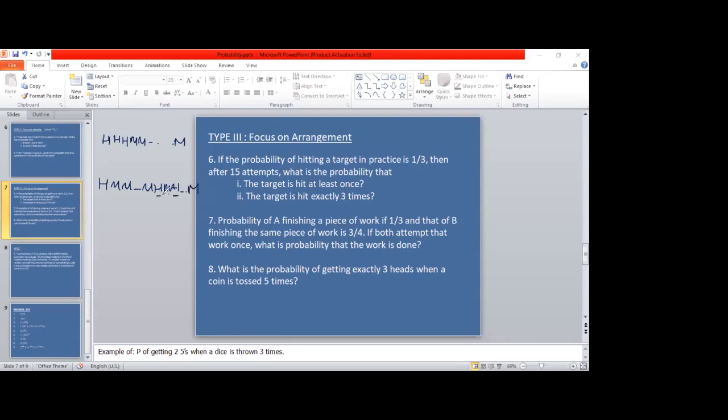If I go by this approach, I get the answer. If I start solving it this way, suppose for the first time I hit it, the probability would be 1 by 3. So the probability of 3 hits would be 1 by 3 raised to the power 3, and for the other 12, it would be misses, so 2 by 3 raised to 12. So it should be 1 by 3 raised to 3 into 2 by 3 raised to 12. That's for the event you've chosen.